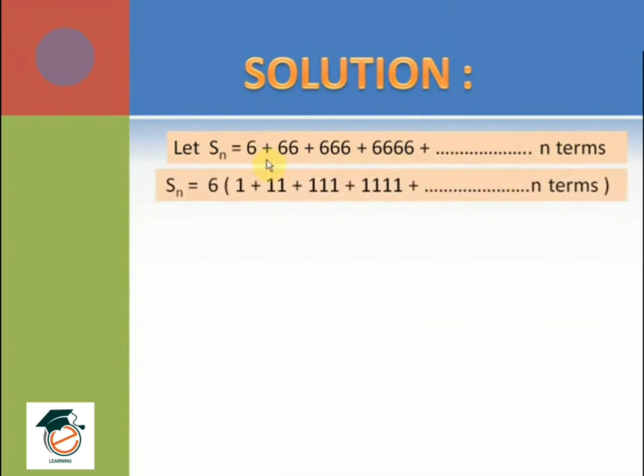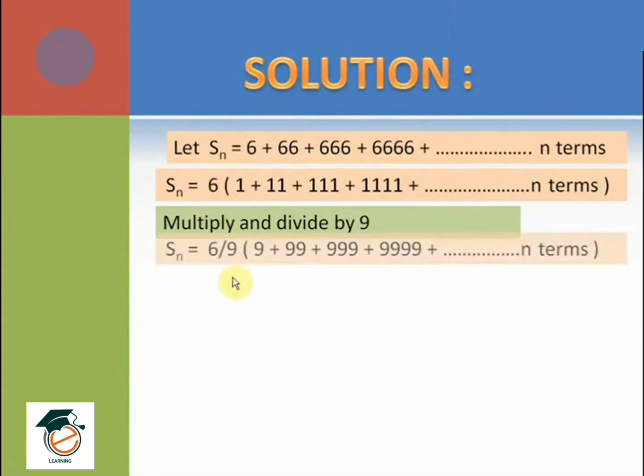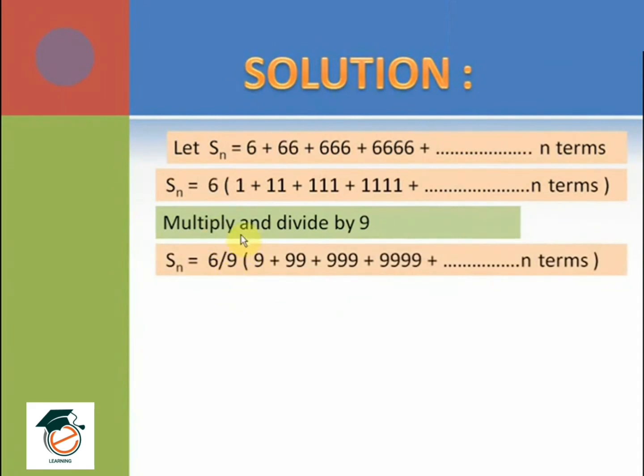Now we take 6 as common, and what we get is Sn equal to 6 into (1 plus 11 plus 111 plus 1111 and so on up to n terms). Further, what we do is we multiply and divide by 9. So we multiply and divide the RHS by 9 and get Sn equal to 6 by 9 into (9 plus 99 plus 999 and so on up to n terms). If we multiply the earlier expression by 9, we get this expression.